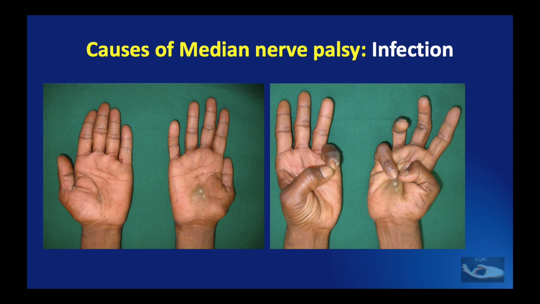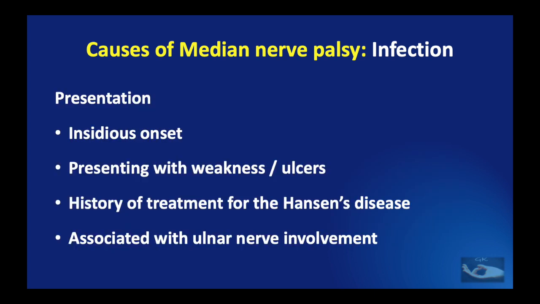Hansen's disease is also a cause of median nerve palsy, typically involving both the median nerve and the ulnar nerve. In Hansen's disease too, the presentation is with an insidious onset. The patients usually present with weakness or ulcers that have already developed on the hand, sometimes with a history of treatment for Hansen's disease, and as already mentioned, usually associated with ulnar nerve involvement.